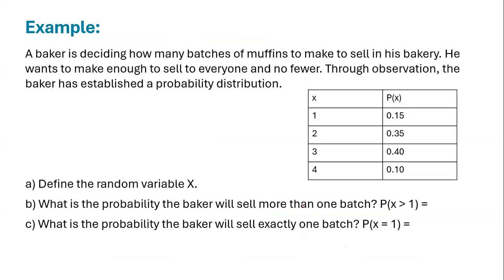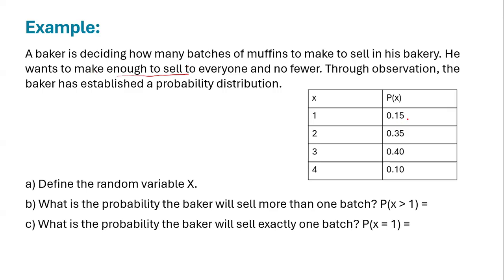Okay, define the random variable x. What's the random variable x? What are those numbers? 1, 2, 3, 4 represent what? And it says it wants to make sure that it has enough to sell. So that means x values are the number of muffins that the baker sells.